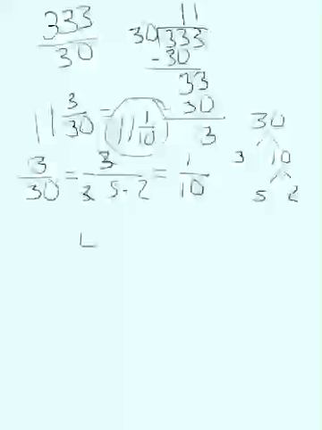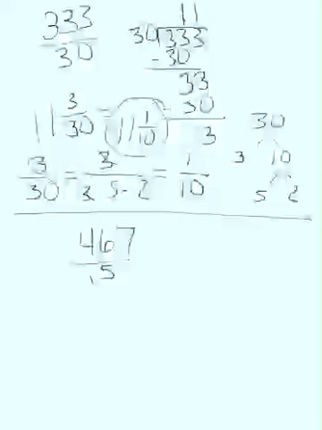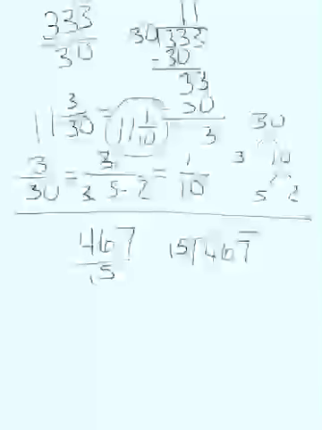Practice B box. 467 over 15. What's inside the box? 467. Outside is the 15. 15 goes into 46. How many times? 3. 3 times 15 is 45. Subtract. 1. Bring down the 7.